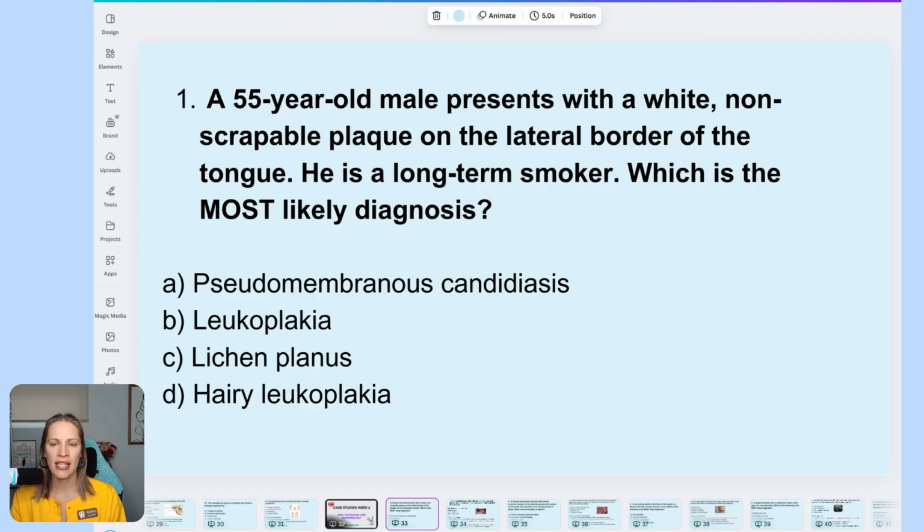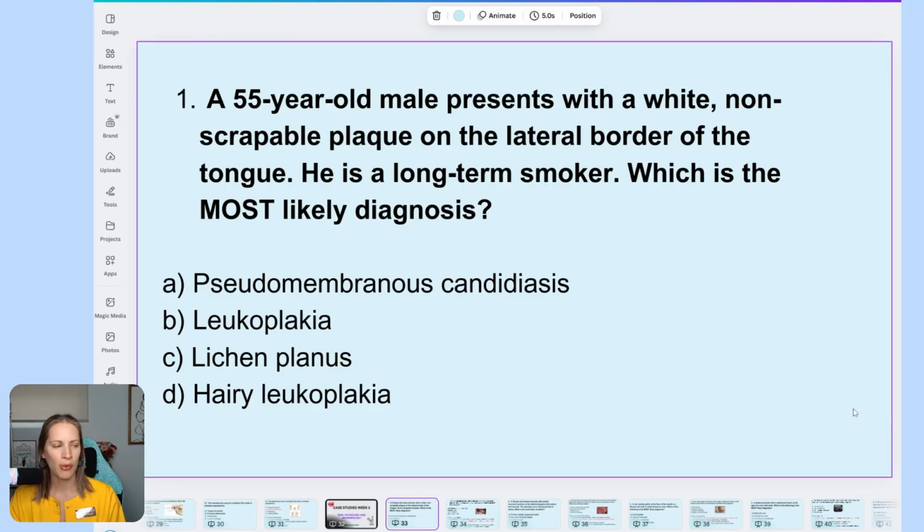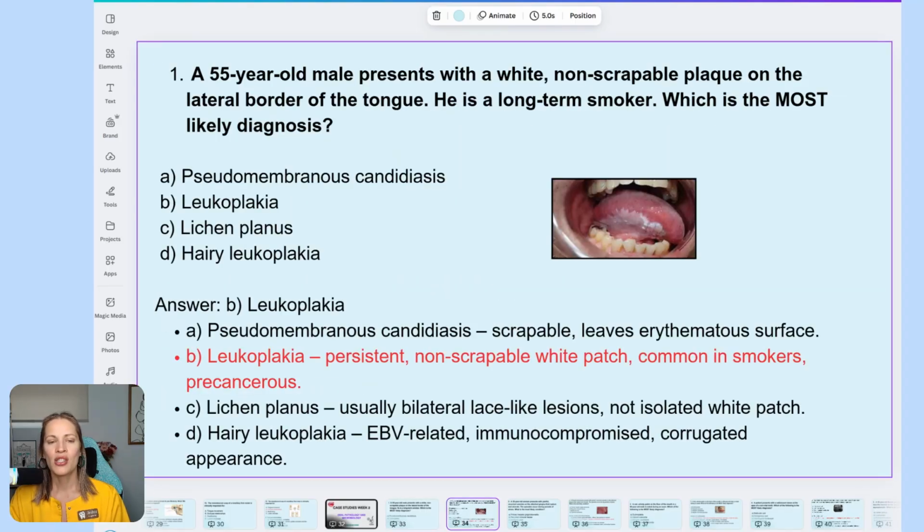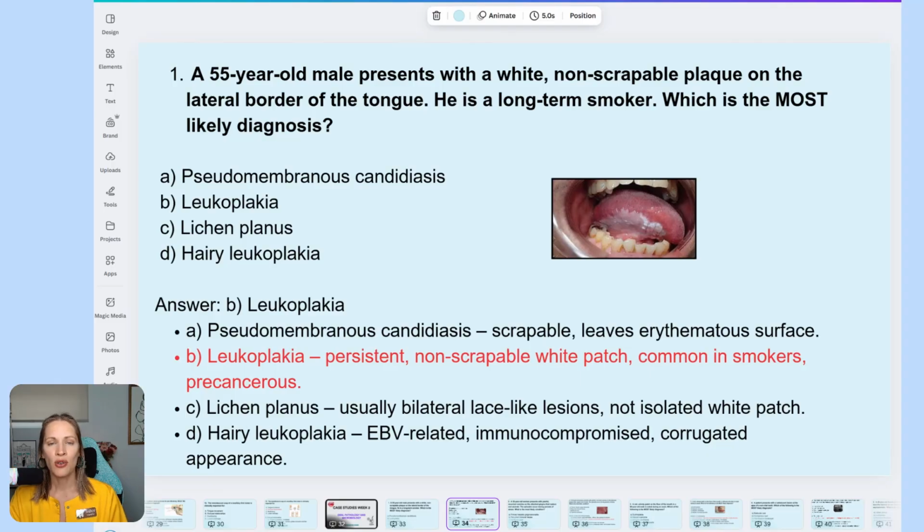Now, it also says he is a long term smoker. Which is the most likely diagnosis? So then we have to think, okay, what could be more prevalent in smokers? Out of all of these options, A, B, C, or D, what looks white? Some of these things are going to be brown, some are going to be red. There's kind of a wide variety here, but see how you have to pick apart A, B, C, and D, and really think about the question if you weren't sure. So I'm going to go over the answer now, but feel free to pause the video if you still need to think about it. So the answer is going to be B, leukoplakia.